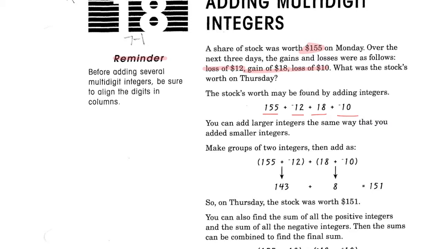The first time, they grouped them up by twos. So 155 plus negative 12 is 143. 18 plus negative 10 is 8. And then when I add two positives together, I get a positive 151. So my stock was worth $151.